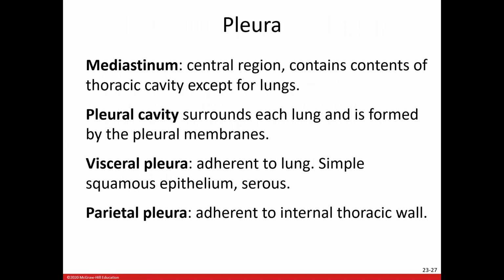Then we have the actual space that the lungs are taking up. So you're familiar with the mediastinum from the cardiovascular unit. This is the central region that contains a lot of different structures like the trachea and the heart. But then you actually have the cavity itself that contains the lungs, which is called the pleural cavity. So the pleural cavity surrounds both the right and the left lungs and ultimately forms your pleural membranes. And those pleural membranes have two layers. You have that visceral pleural membrane, which is right on the lung surface. And you have that parietal pleural membrane, which is the outer membrane.